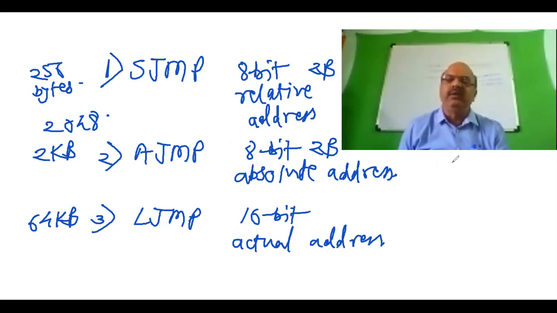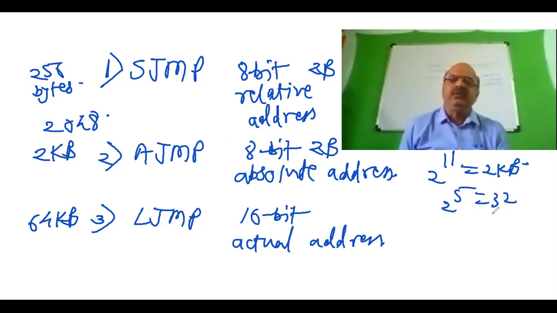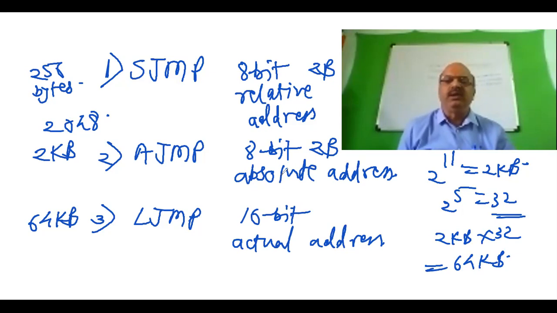We know that 2 raised to 11 is 2 kilobytes, so we have an address range of 2 kilobytes. Now what are the remaining 5 bits? They are used for the page. 2 raised to 5 means 32, so there are 32 pages. Each page is 2 kilobytes, so 2 kilobytes times 32 makes it 64 kilobytes.